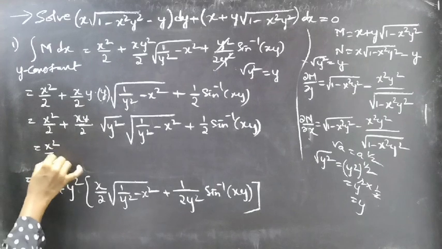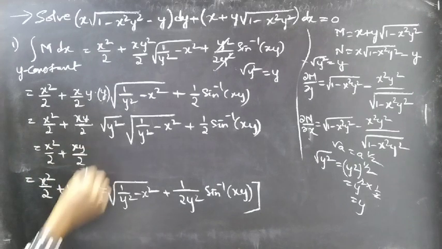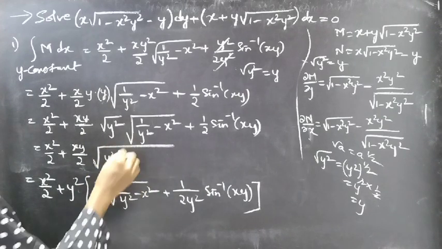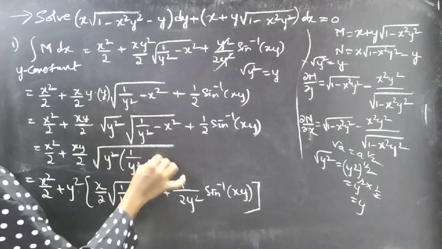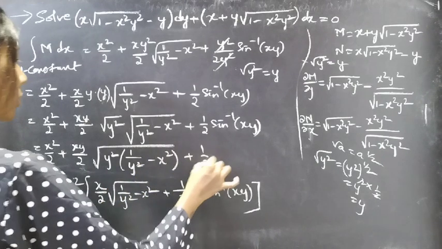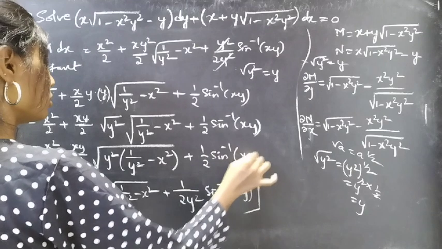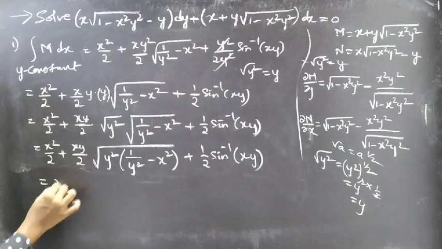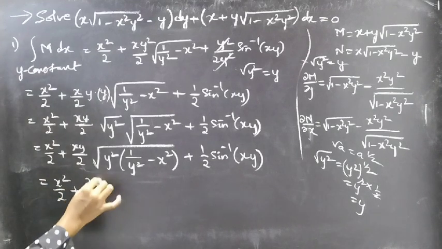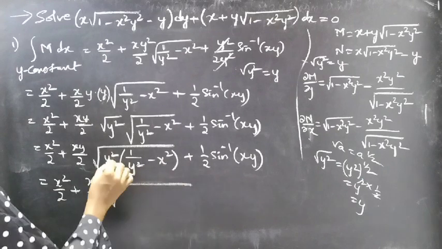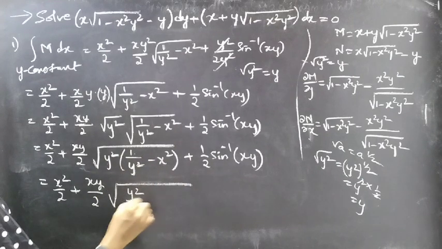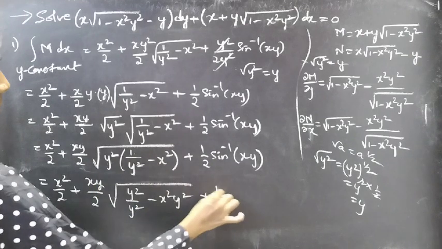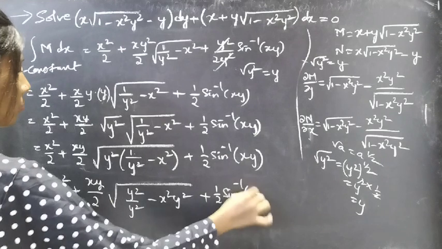Which gives us x²/2 + xy/2 into, now we can combine these two, we'll get √(y² into (1/y² − x²)) + 1/2 into sin⁻¹(xy). This is equal to x²/2 + xy/2 into √(y² into 1/y² − x²y²) + 1/2 sin⁻¹(xy).